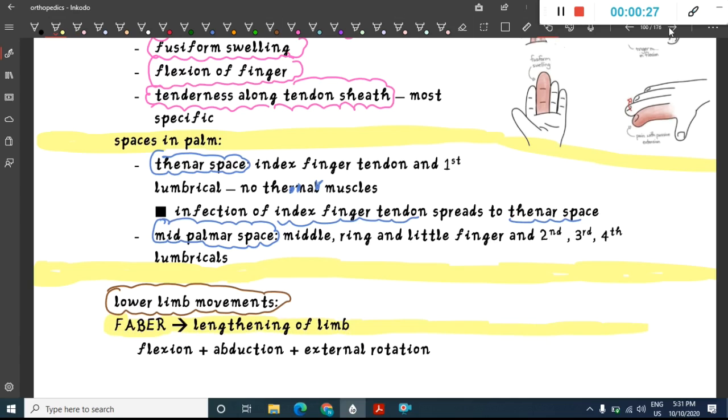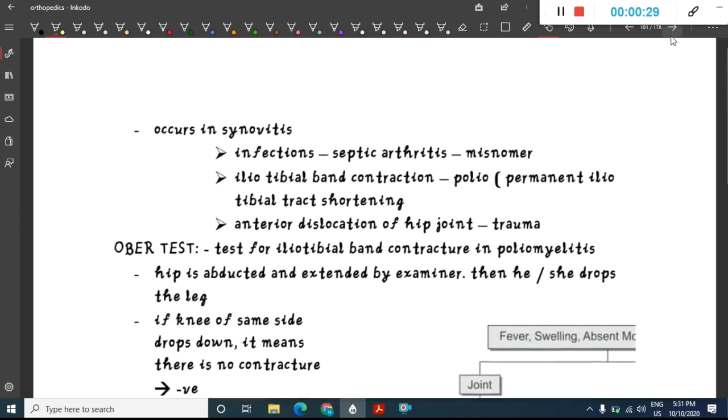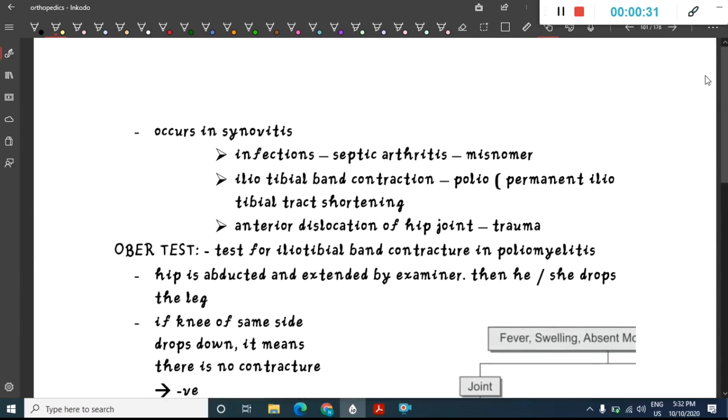So where do you see this FABER, or flexion, abduction and external rotation? This FABER is mainly seen in synovitis. Synovitis can be due to infections. If it is due to infections, it is called septic arthritis, though the name is a misnomer.